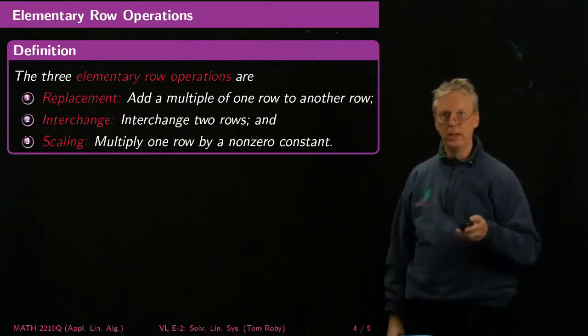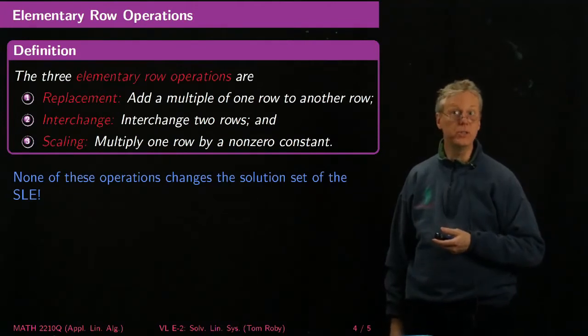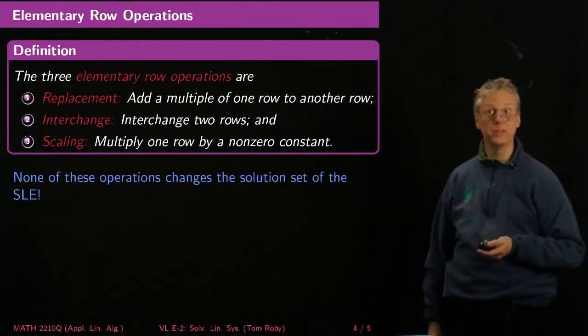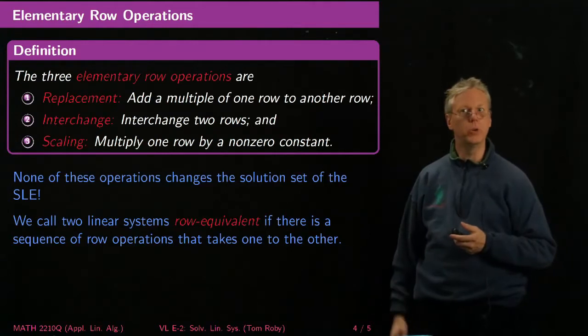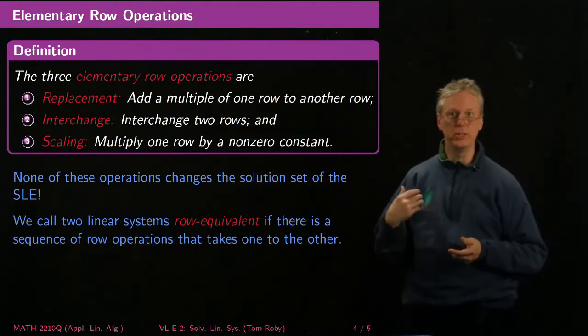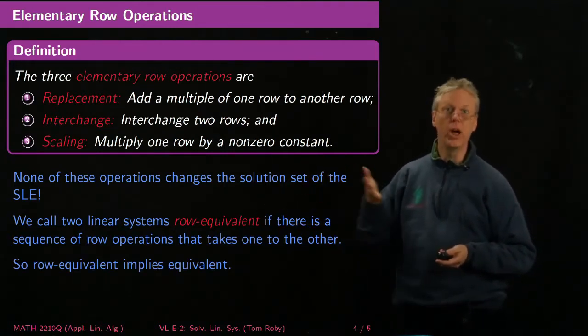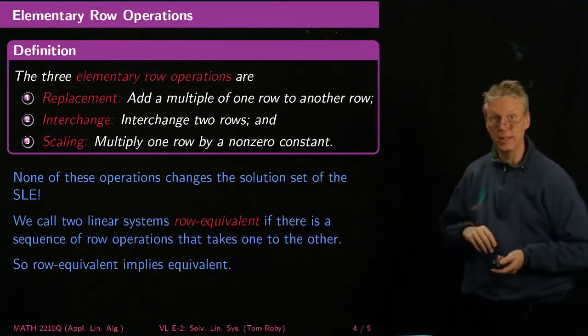None of these operations changes the solution set of the system of linear equations. That's the key idea. And we'll call two linear systems row equivalent if there's a sequence of row operations that takes one to the other. The idea here is that row equivalent implies equivalent, in the sense of having the same set of solutions.